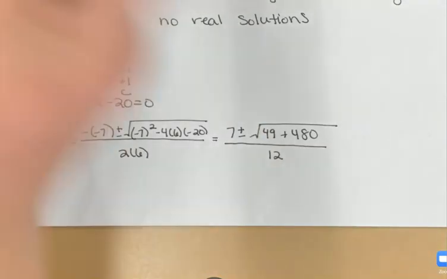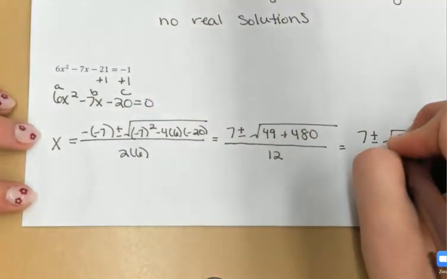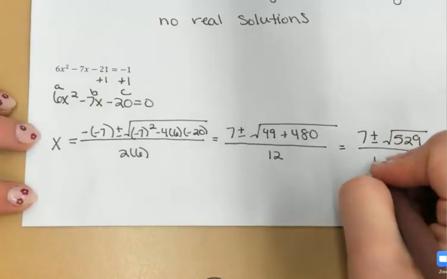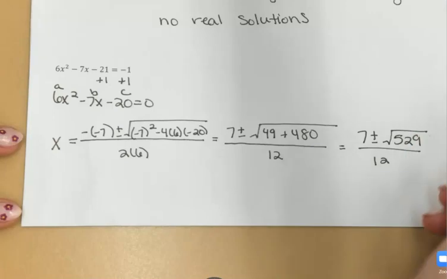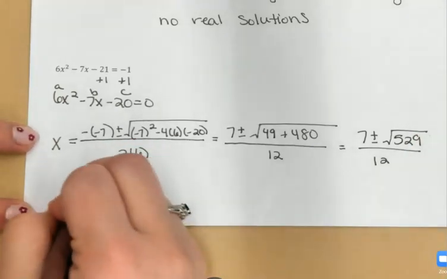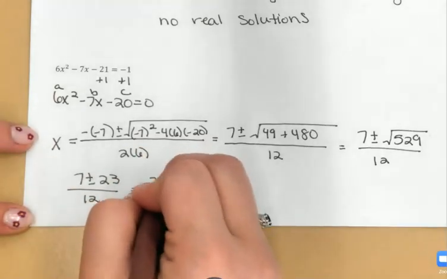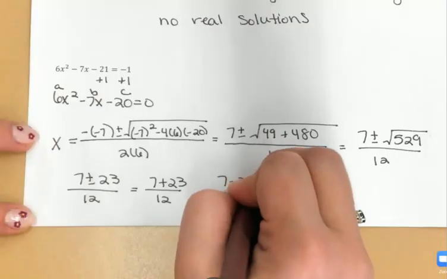49 plus 480, we've got 7 plus or minus the square root of 529 over 12, and I don't think that is a perfect square, and actually it is. The square root of 529 is 23. So what I'm going to have is 7 plus 23 over 12 and 7 minus 23 over 12, and those are two actual numbers.